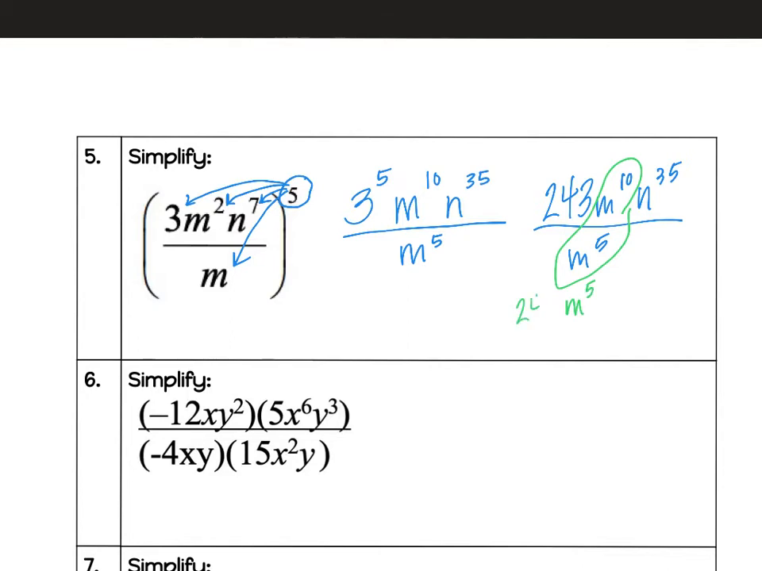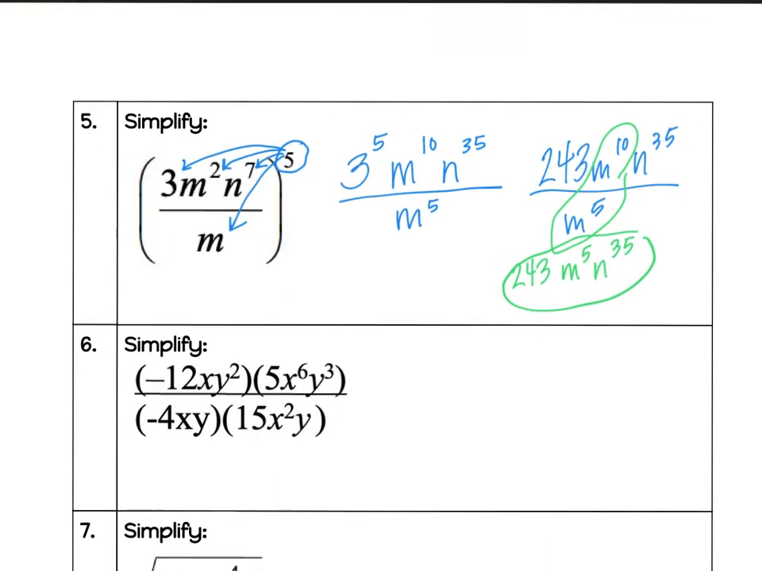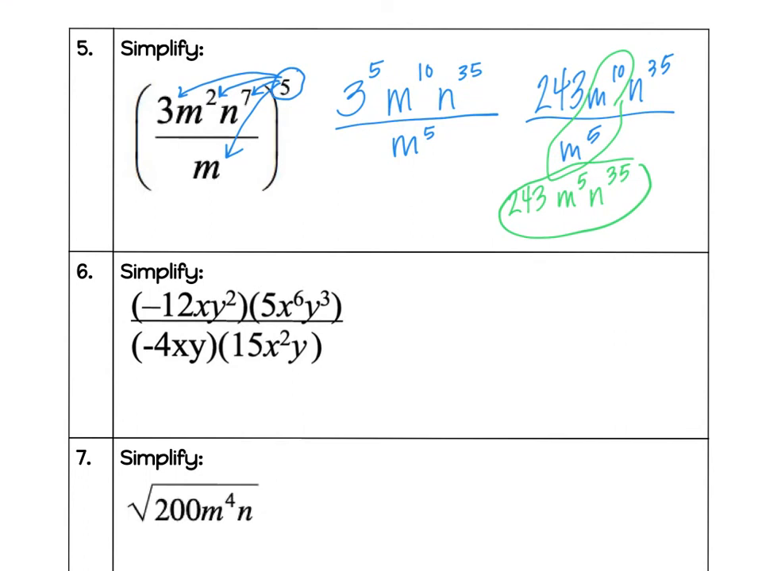So I have 243. I do not have a denominator, and I have n to the 35th power. And that's it. That's my answer. Alright guys, so let's go ahead and move on to number 6.